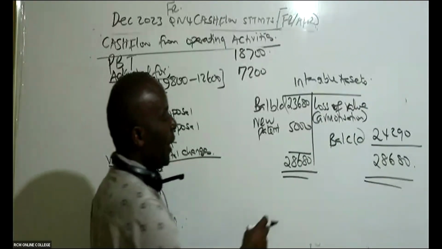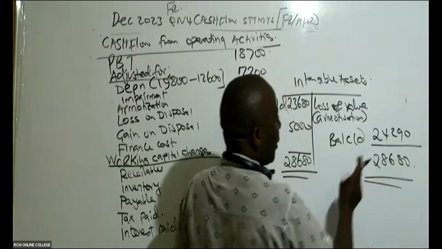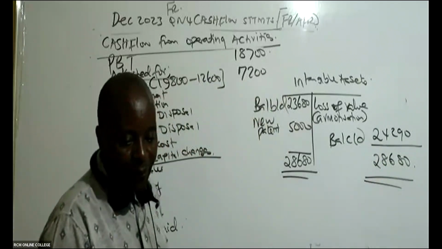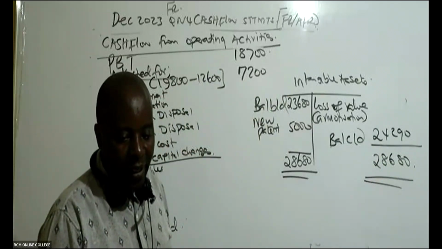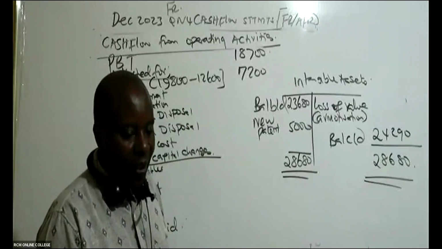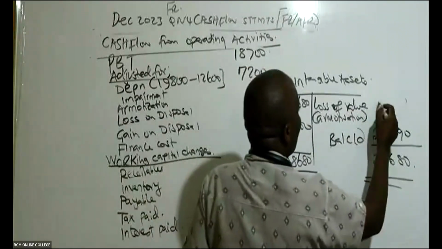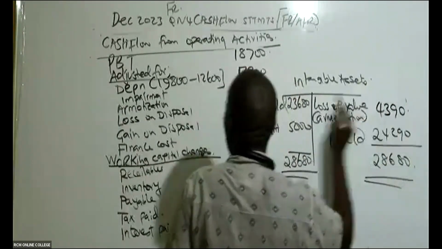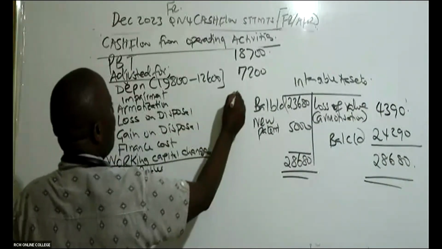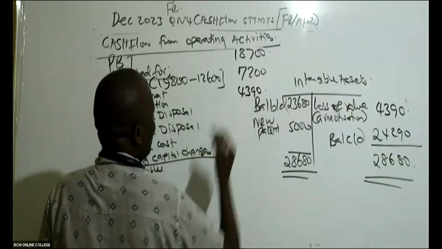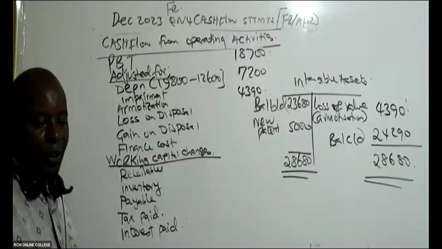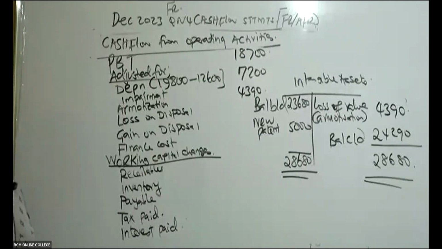Because you're taking this 28,680 minus 24,290. Yeah, I can see from Joanne, 4,390, right? So this 4,390 is then what I will bring here. Amortization, 4,390. Thank you so much. That is what I will bring here.